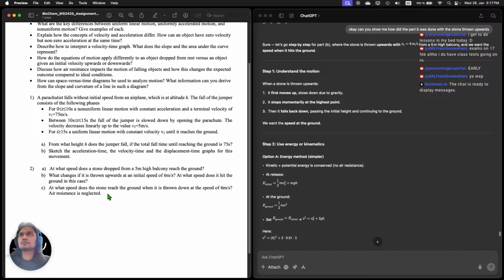Can I copy paste? At what speed does the stone reach the ground when it's thrown, if air resistance is neglected? Oh, that's too big, bro. That's not it. Can we paste? Okay. Wait, that looks.